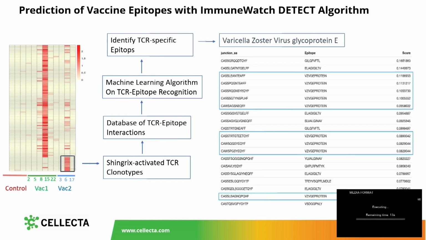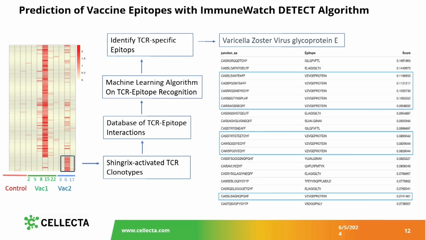We also tried to use the ImmuneWatch DETECT algorithm, which you heard a presentation about yesterday, and we were successful in identifying epitopes recognized after vaccination with the Shingrix vaccine. In this case, you see we identified very clearly glycoprotein E from zoster virus, one of the main targets for this vaccine, based on the sequences of T-cell receptors.